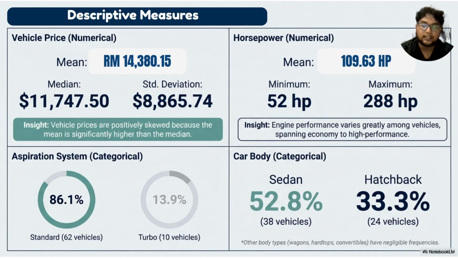Finally, for the car body category, sedan is the most recorded type with 38 vehicles, followed by hatchback with 24 vehicles. Other categories such as wagon, hardtop, and convertible only represent a small part of the study sample. Overall, the descriptive analysis shows that the dataset is dominated by sedan vehicles with a standard aspiration system, while price and horsepower show quite large variation between vehicles.